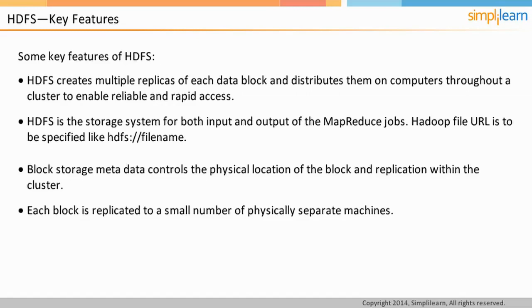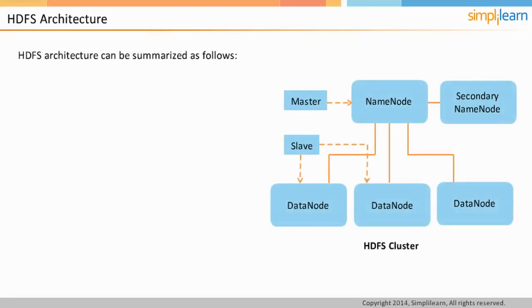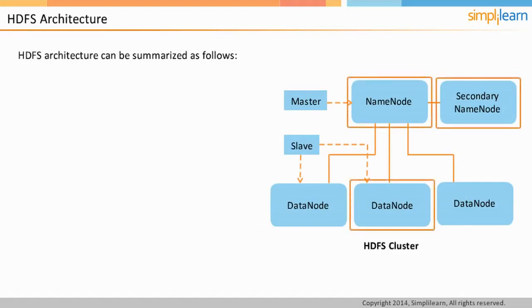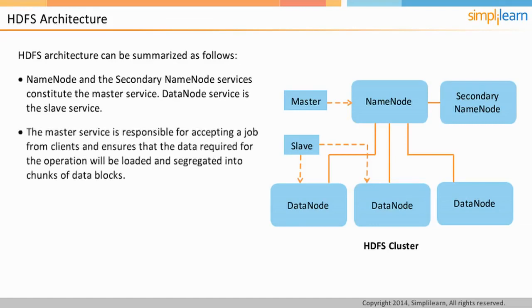In the next screen, we will discuss HDFS architecture view. A typical HDFS setup is shown on this screen. This setup shows the 3 essential services of Hadoop: name node, data node, and secondary name node services. The name node and the secondary name node services constitute the master service, whereas the data node service falls under the slave service. The master service is responsible for accepting a job from clients and ensuring that the data required for the operation will be loaded and segregated into chunks of data blocks.